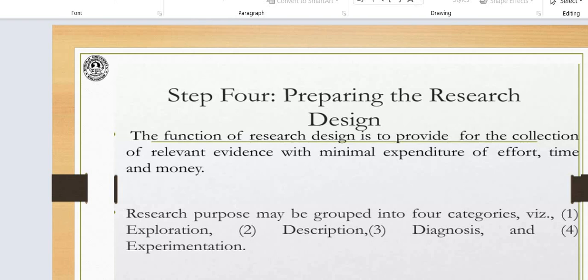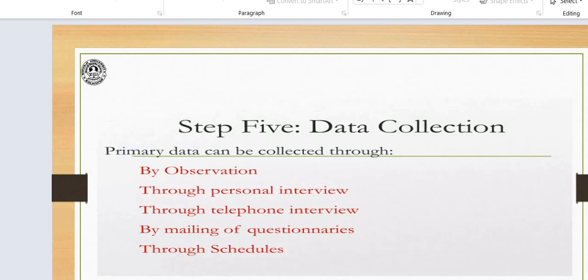Step 4 of this research process is preparing the research design. The function of research design is to provide for the collection of relevant evidence with minimal expenditure of effort, time, and money. Research purposes may be grouped into four categories: exploration, description, diagnosis, and experimentation. Step 5, data collection. Primary data can be collected by observation, through personal interview, through telephone interview, by mailing questionnaires, and through schedules.